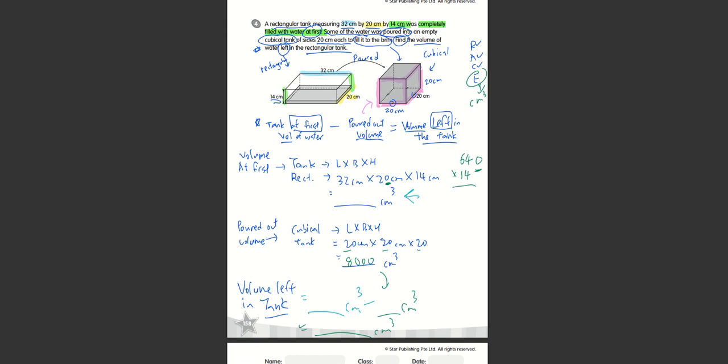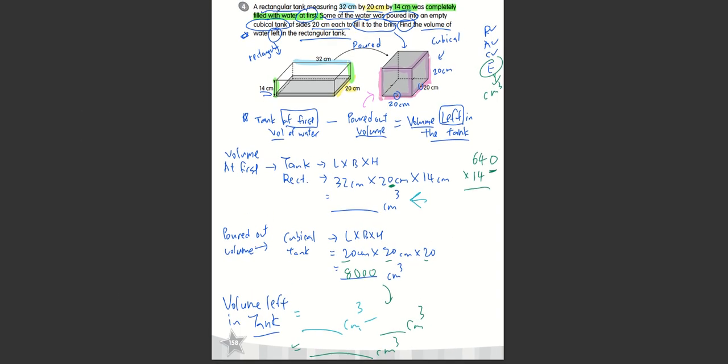Then do your final calculation with the number of the tank that you get from the first answer, and do your subtraction. So that is this question, question 4, page 158. Please get to the solution on your own.